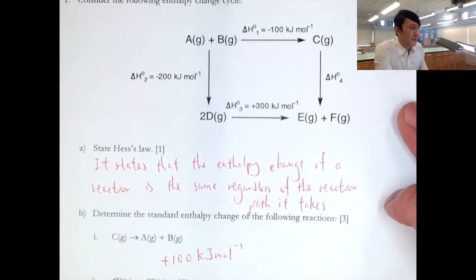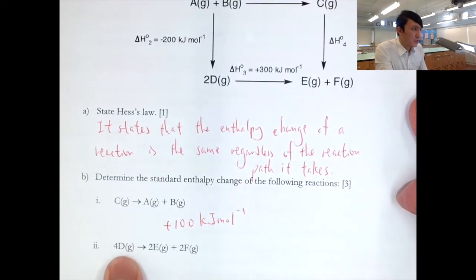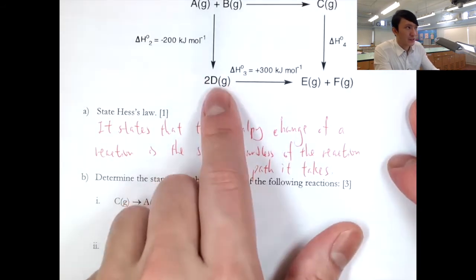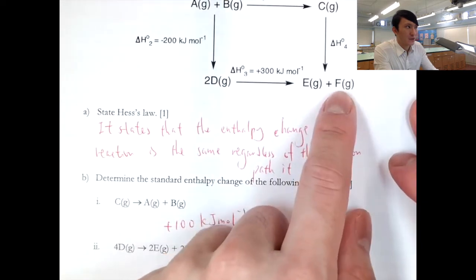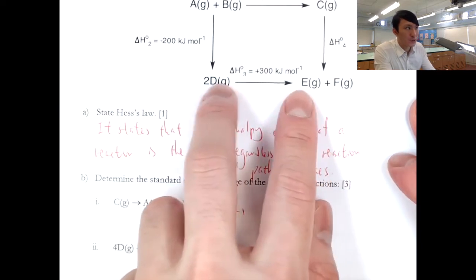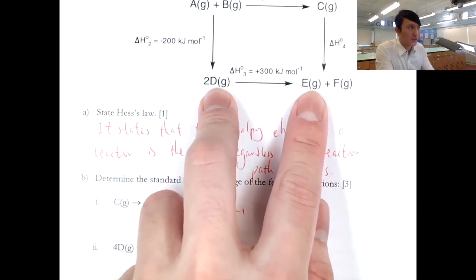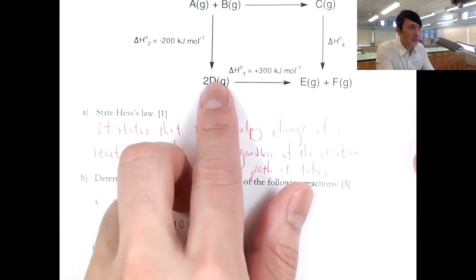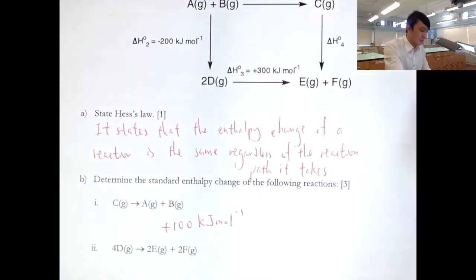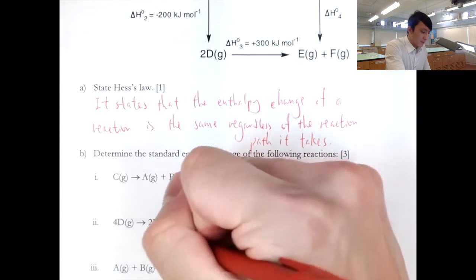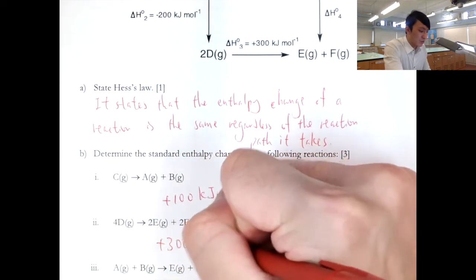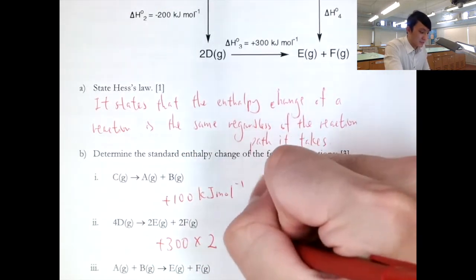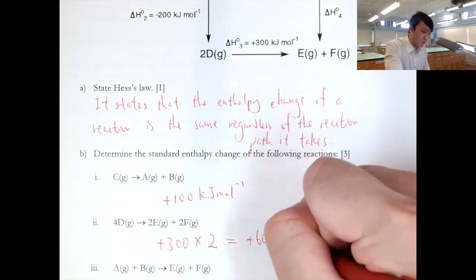Now here, B II, so 4D becomes 2E and 2F. So it has to do with this equation, right? This time we don't have to flip it, but we have to multiply the stoichiometry, because here it is 2D becomes E and F. So here basically we have 300 multiplied by 2 equals 600 kilojoule per mole. Okay?